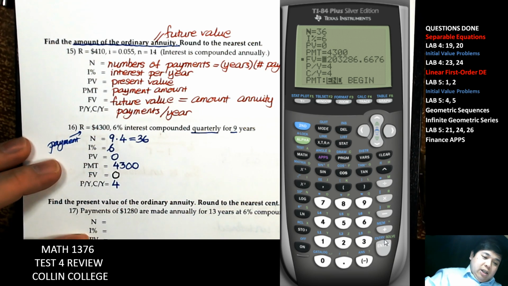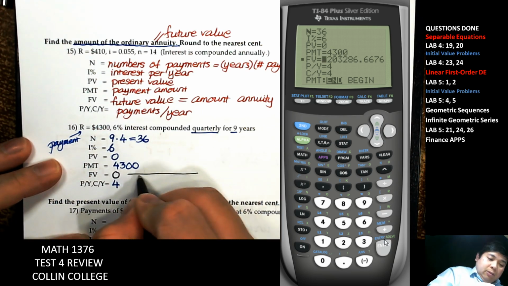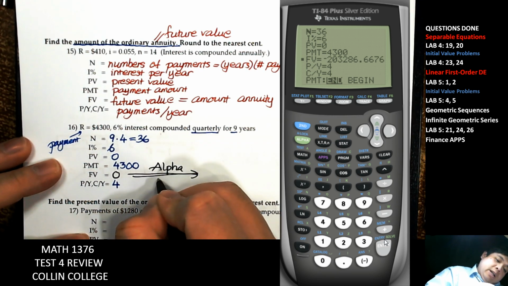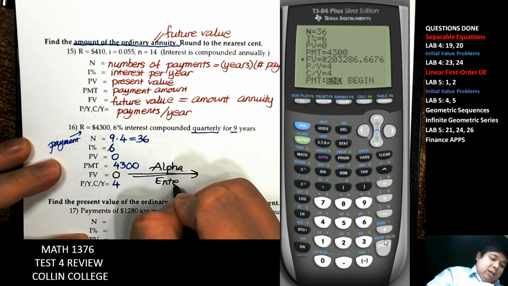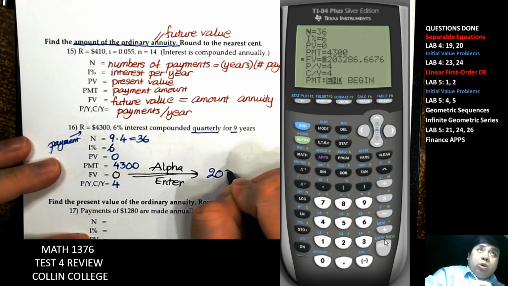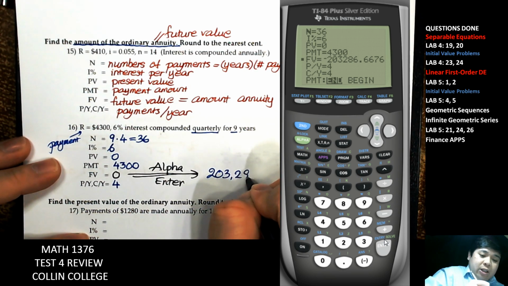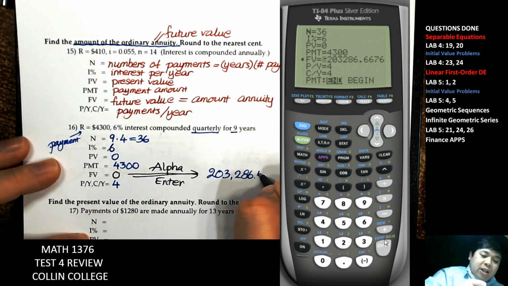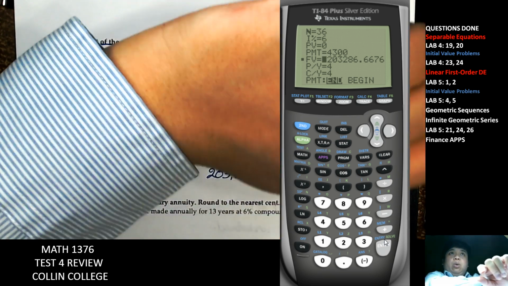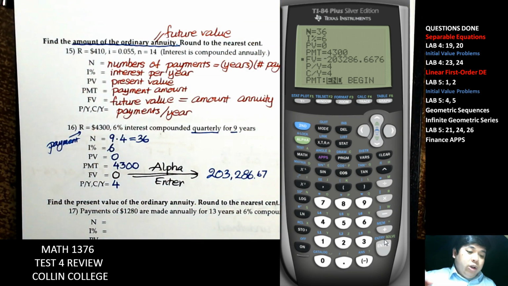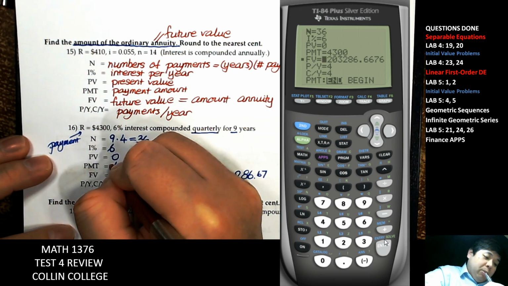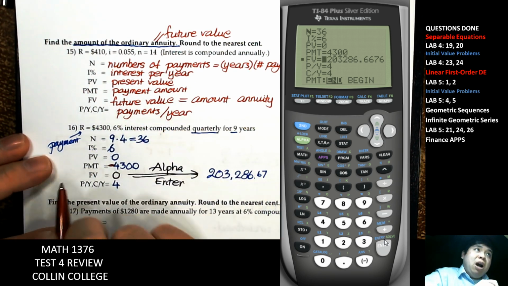So here I say if we hit alpha and enter, we have 203,286 and 67 cents. Right, just a little thing though. We see in the calculator it is negative, but usually to make things right, if we are making a payment, we should have the minus here.